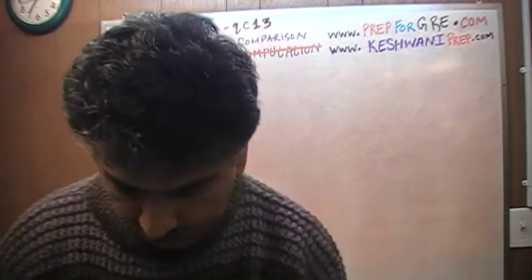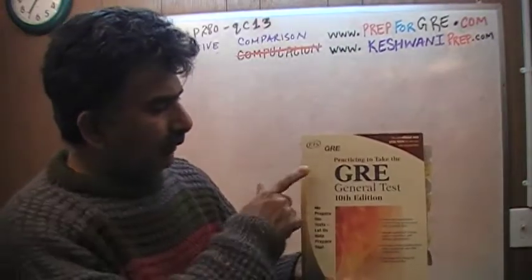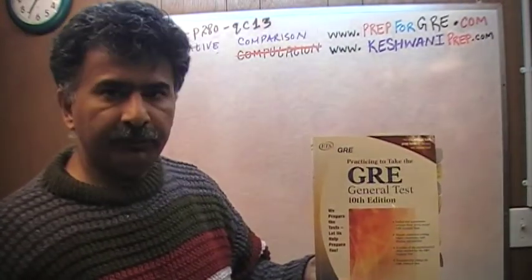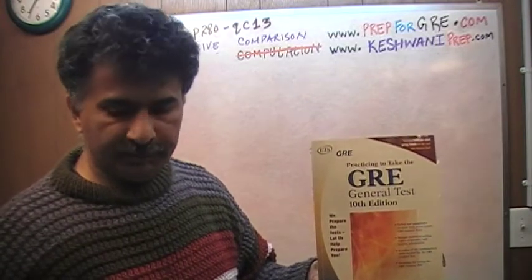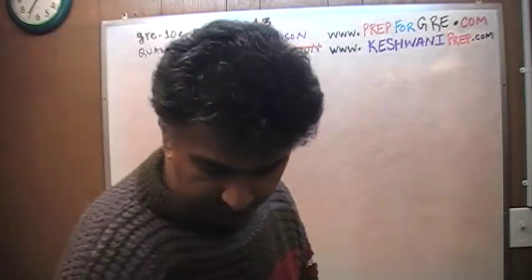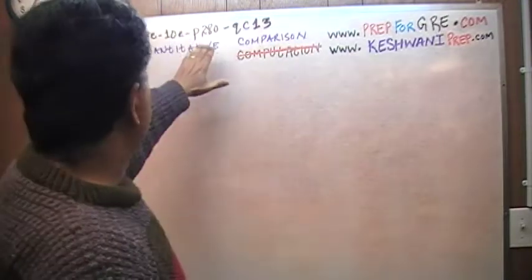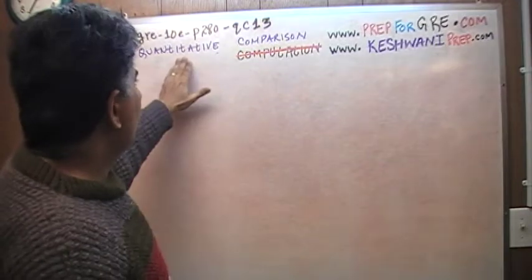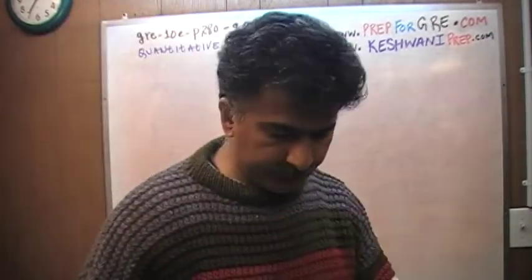Keshwani. I have been solving math problems for GRE out of this book here, practicing to take the GRE general test, the 10th edition. If you do not own this book already, purchase one immediately. The problem that I'm about to solve is the one that you're going to find on page number 280, quantitative comparison, hence the QC, number 13. Let's take a look at it.